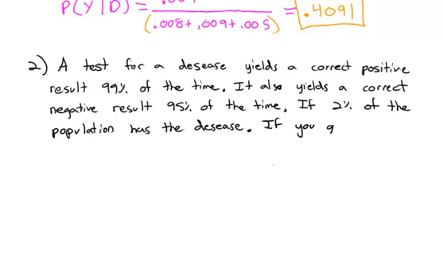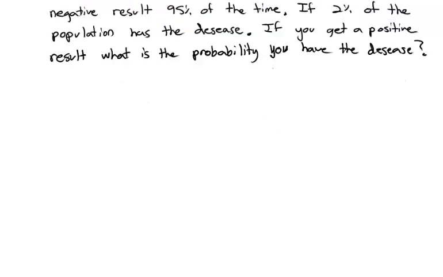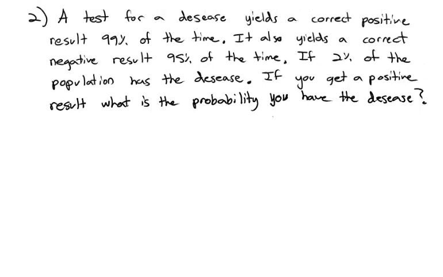If you get a positive result, what is the probability you have the disease? You got a positive result. Is the end near? What we're looking for is the probability that you have the disease given you've got this positive result.